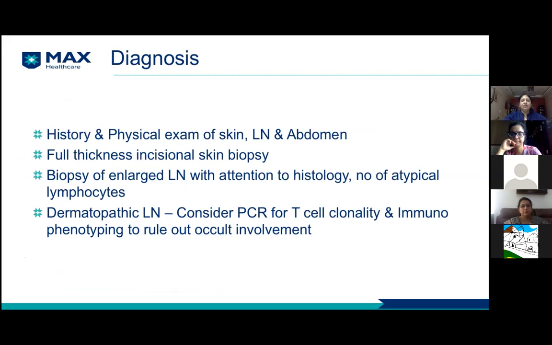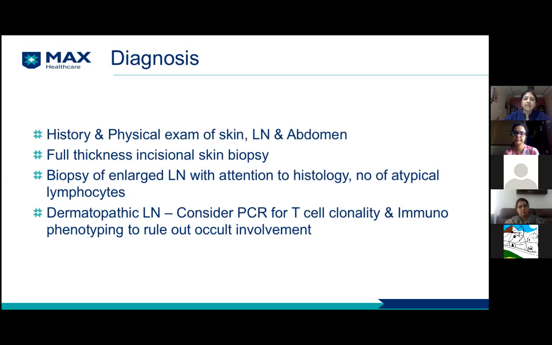For the diagnosis of mycosis fungoides, you need to take a complete history of the patient and do a physical examination of the skin, lymph nodes, any peripheral lymph nodes, and an abdominal examination. For histological diagnosis, you need a skin biopsy. It should be a full thickness incisional skin biopsy. If there are any enlarged lymph nodes, you must biopsy at least some of them, one or two of them, and pay attention to the histology.